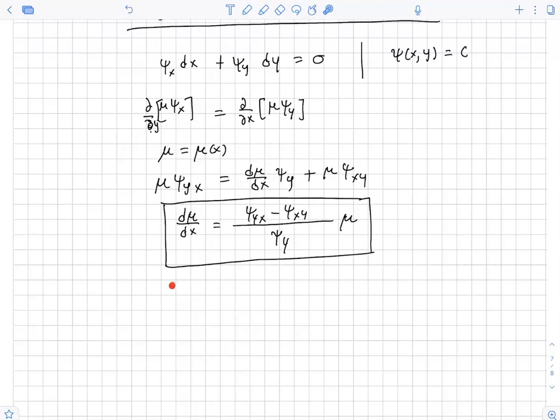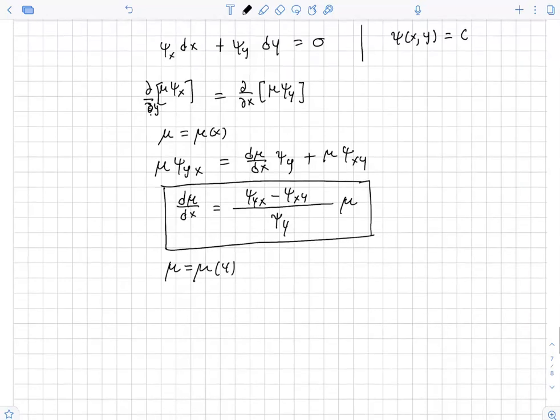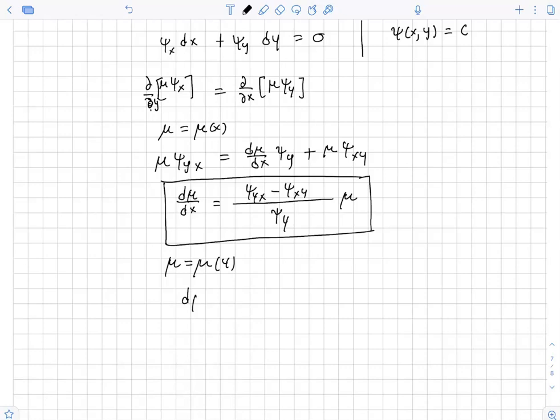If you now assume that mu is a function of y only, then similarly you can write d mu dy equals. On the left hand side, you see d mu dy times psi x. So you take psi x to the right hand side and divide by psi x. Then you get two terms. On the right hand side, mu is a function of y, so it comes out of the derivative, and you have psi xy minus, from the left hand side, psi yx, multiplied by mu.